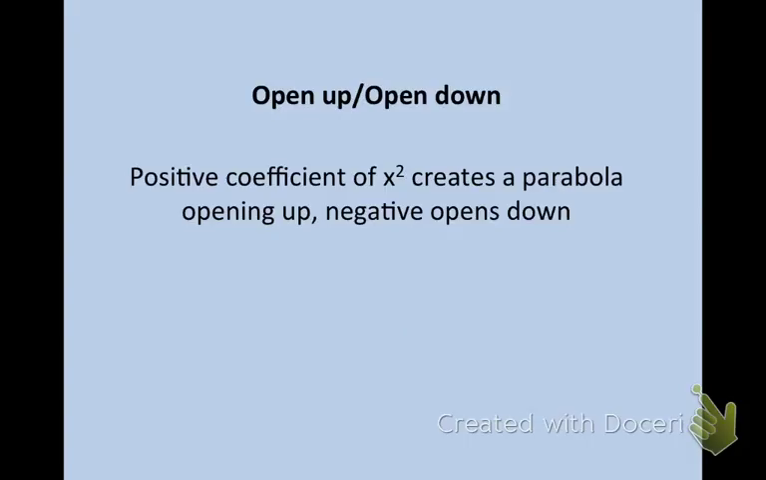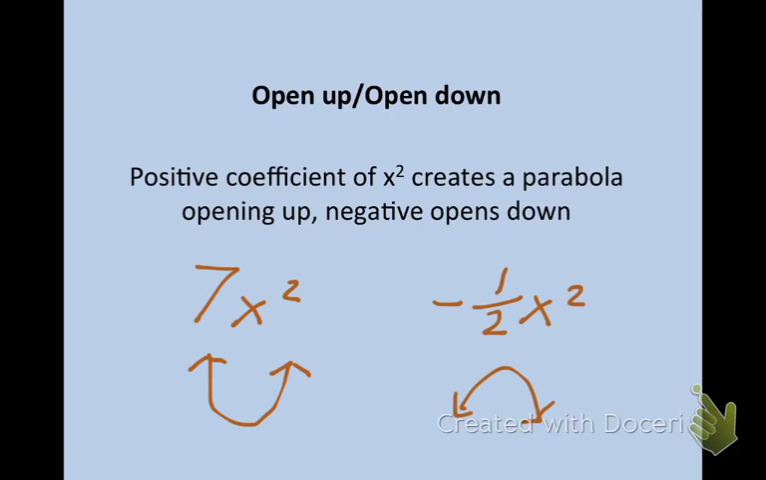Now, what causes a parabola to open up or open down? Well, the number in front of x squared dictates this. If we have a leading coefficient that's positive for x squared, the parabola opens up. Otherwise, it opens down. So if we have something like 7x squared, we know our parabola opens up. If we have negative 1/2 x squared, then our parabola opens down. Simple as that.